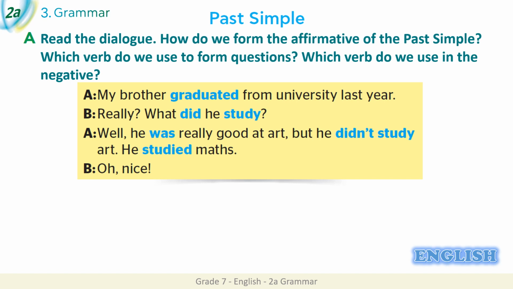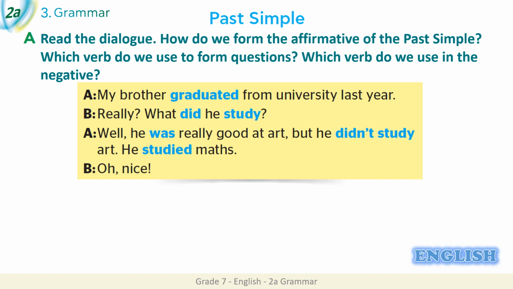A. My brother graduated from university last year. B. Really? What did he study? A. Well, he was really good at art. But he did not study art. He studied maths. B. Oh, nice.